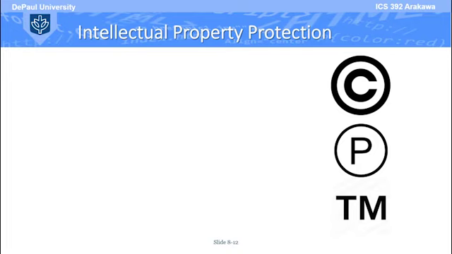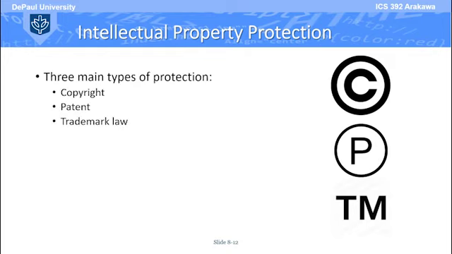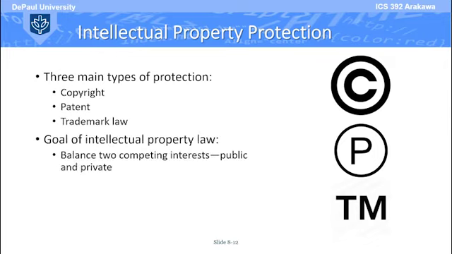Here are some other examples of protecting information, in this case intellectual property. There are 3 main types, and we'll talk about each one of these individually. Copyrights, patent, and trademark laws. We'll talk about the differences between the 3. And the goal here is to balance the public interest of being able to consume and use information and products and services, and the right for private individuals and companies to benefit from their inventions.